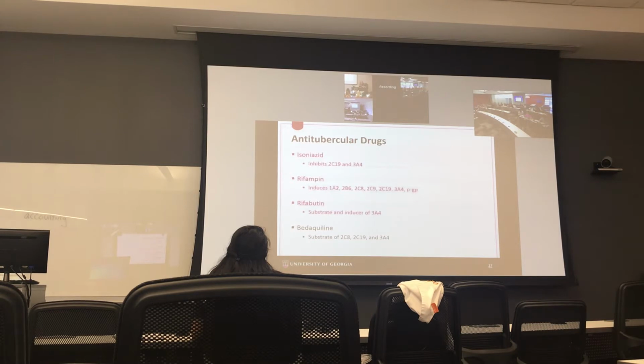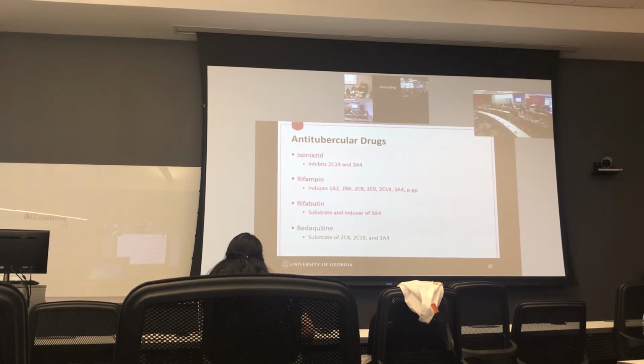All right, so the next class that we'll talk about has probably even more drug interactions. These are our anti-tubercular drugs. For tuberculosis, the go-to treatment is RIPE therapy: rifampin, isoniazid, pyrazinamide, ethambutol. And we see that both rifampin and isoniazid have significant drug interactions. And they're different drug interactions.